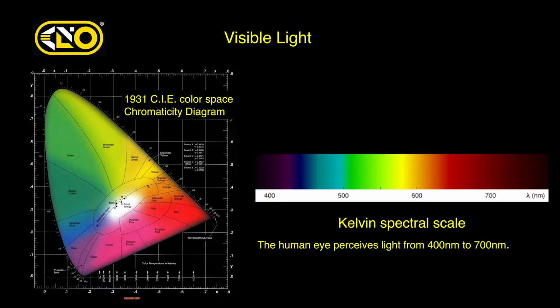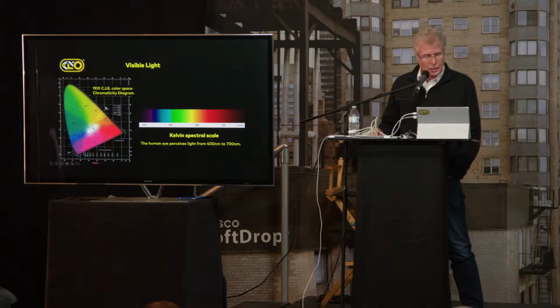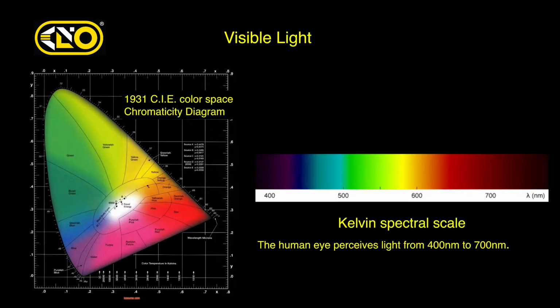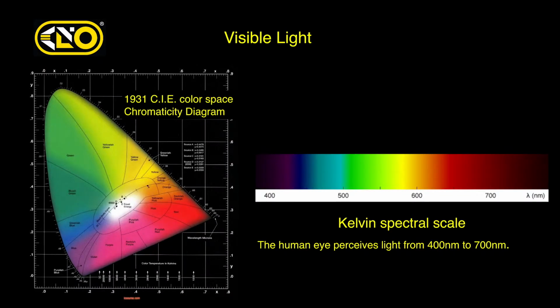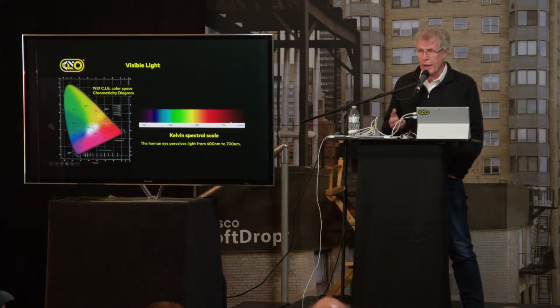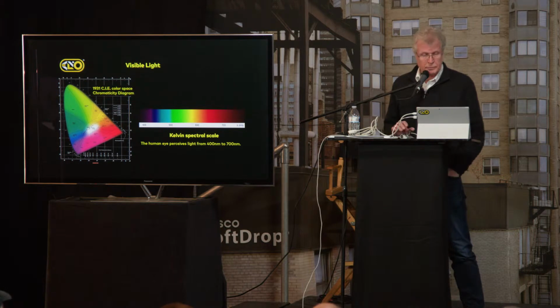Well, here on the left, the chromaticity diagram, on that outside perimeter is where all our saturated colors are. Here in the middle are the whites. Our eyes can see from 400 to 700 nanometers. Anything above 700 is IR. Below 400, we're looking into the UV. So this is visible light as we can see it.